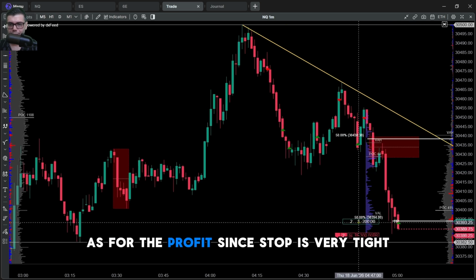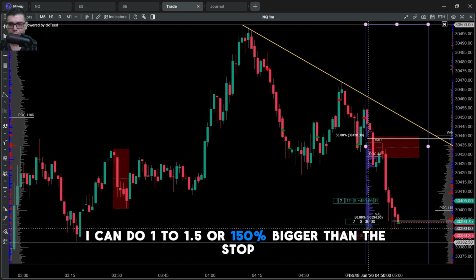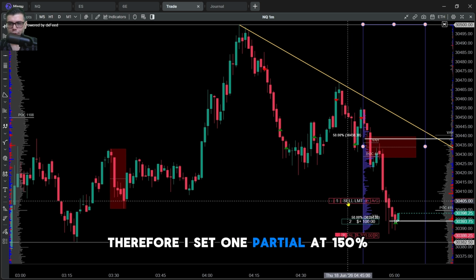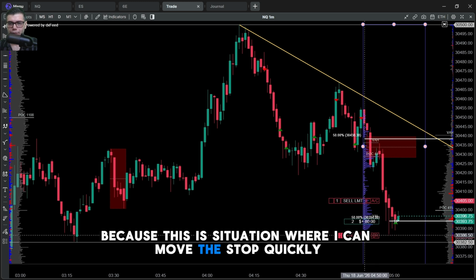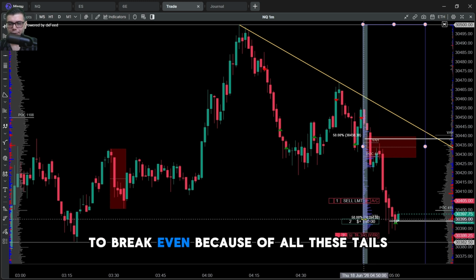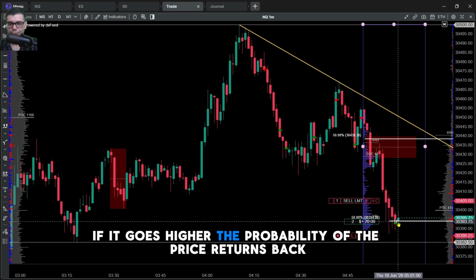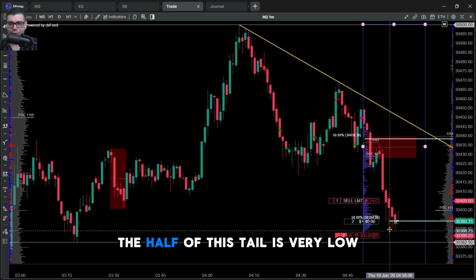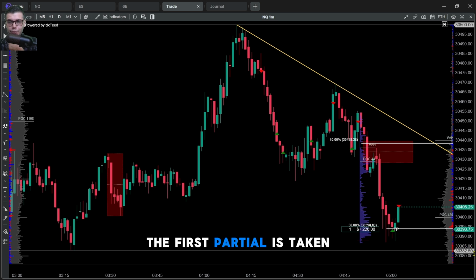As for the profit, since stop is very tight, I can do 1 to 1.5, or 150% bigger than the stop. Therefore, I set one partial at 150% because this is a situation where I can move the stop quickly to break even because of all these tails. If it goes higher, the probability of the price returning back to the half of this tail is very low. The first partial is taken.